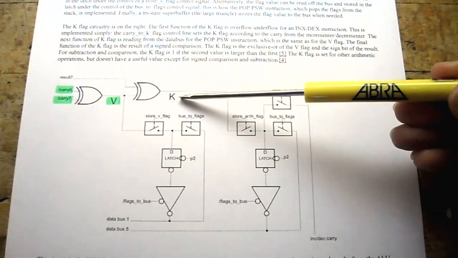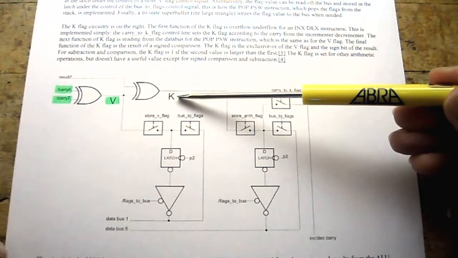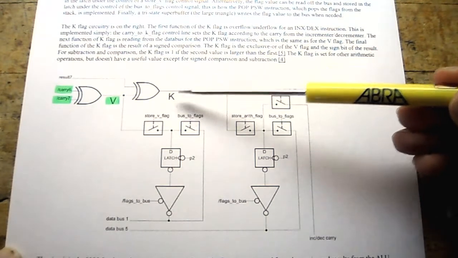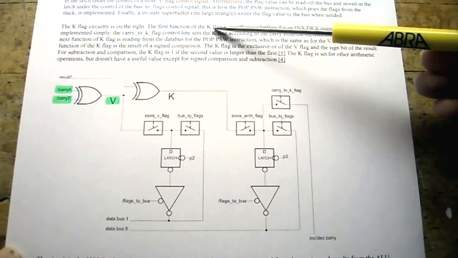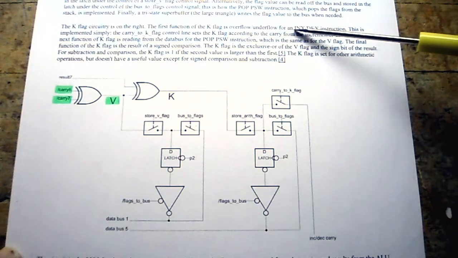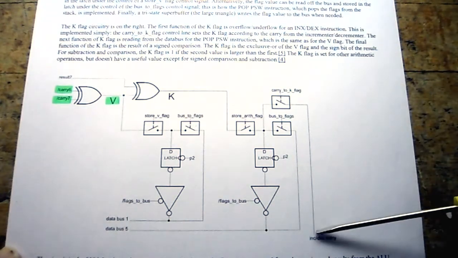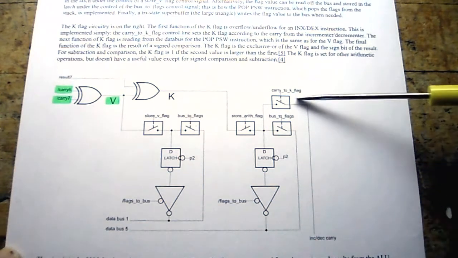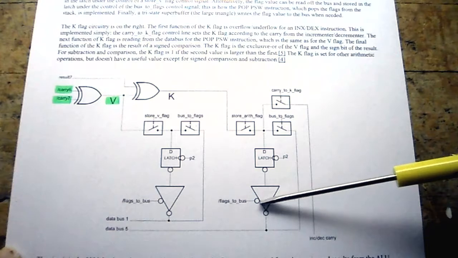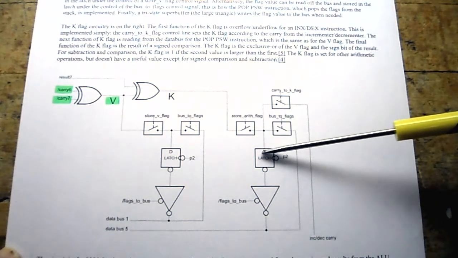I've also partially implemented the K flag. Now the K flag actually performs 3 different functions. Okay, so in the first function of the K flag, it's the overflow or underflow for the INX or DEX instruction. So you can see that comes in from here and goes up and makes up part of the K flag. But we have 2 other inputs going to make up the K flag.